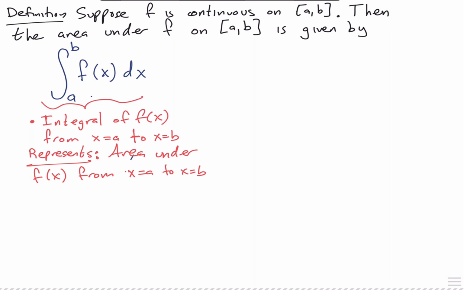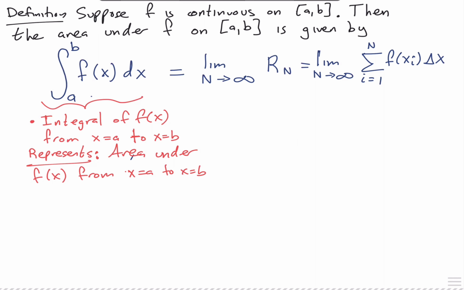Now, how do I find this? Based on what we just said, this is equal to the limit as n goes to infinity of R sub n. That's exactly what we said we were going to do: find the limit as n goes to infinity of the sum from i equals 1 to n of f of x sub i delta x. Now, we said we can do L sub n as well, but for practical reasons, we'll do R sub n, because most of the sum formulas that we know start with i equals 1. If it started with i equals 0, we would have to change it, and it just makes things annoying. Does that make sense? Yeah.